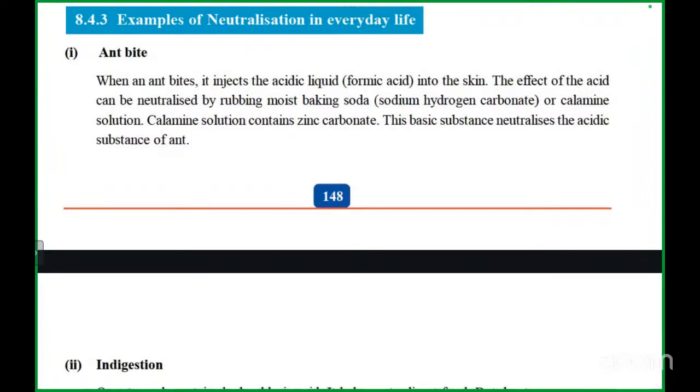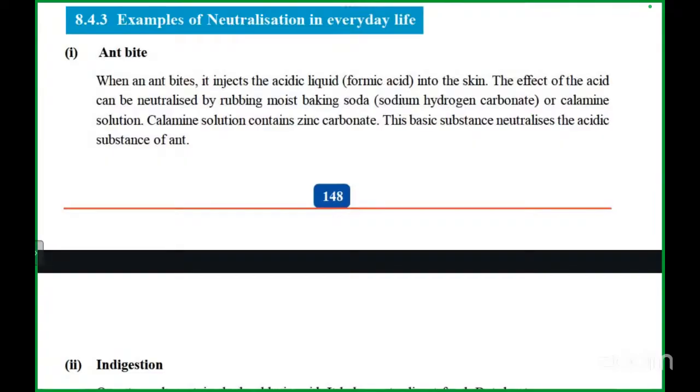And to neutralize its effect, you must have seen this in your home. Our mothers make a baking soda solution: they take baking soda, mix a little bit of water, moisten it, and then apply it on the ant bite. It neutralizes the effect of formic acid, because formic acid is an acid and baking soda is a base.